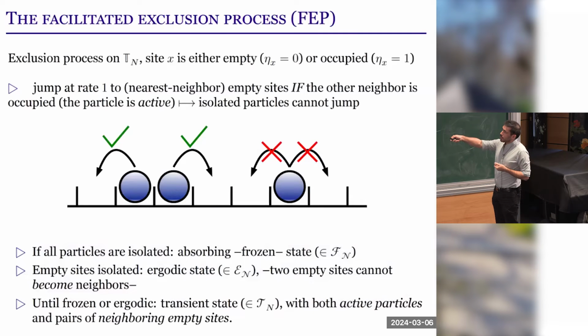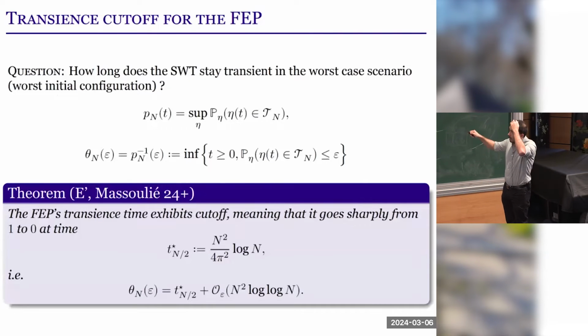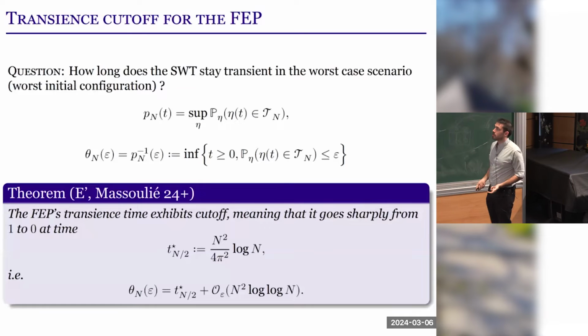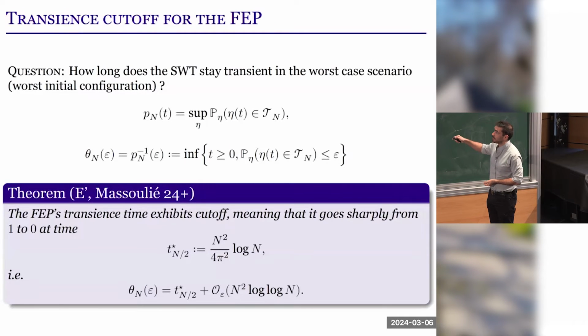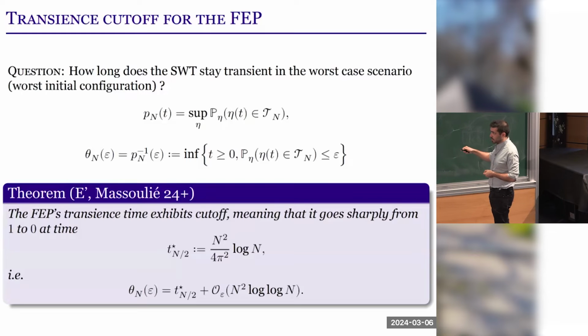Okay, so since you also have this transient regime, you can ask yourself exactly the same thing, which is how long, and I didn't even change the SSEP with traps here, but now this is for the FEP, how long does the FEP stay transient starting from the worst configuration? So you define exactly the same thing: the worst transient probability, which this time depends on the size n of the system. You can define the transience time as well. And you obtain a very similar result, except that the cutoff time is no longer t star k, it's t star n over 2. But it's exactly the same expression in some sense, and the correction here is exactly the same as well.